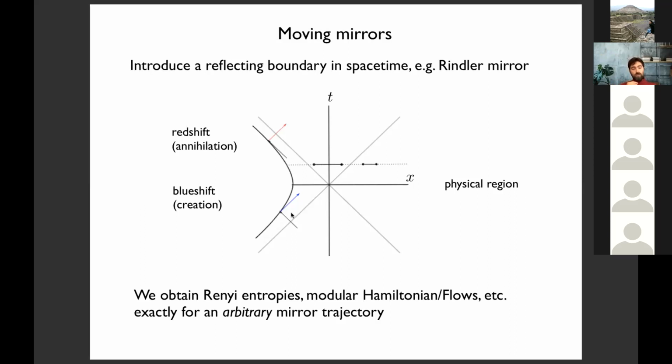It's associated to a sort of a blue shift in the waves that are reflected back. Whereas if it's moving backwards away from you, it's going to be annihilating particles, lowering the entropy, and so on. And we can obtain the exact Renyi entropies. And as I said before, the interesting thing here is that we can do this for an arbitrary mirror trajectory.